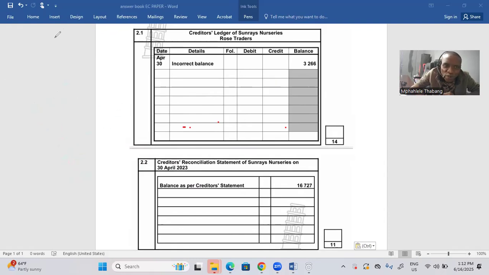So I'm going to record 600 on the debit side to take out that credit entry which entered in creditors ledger by mistake. It was credit entry. We take it out by putting in the debit entry. So I will say the receipt incorrectly recorded.